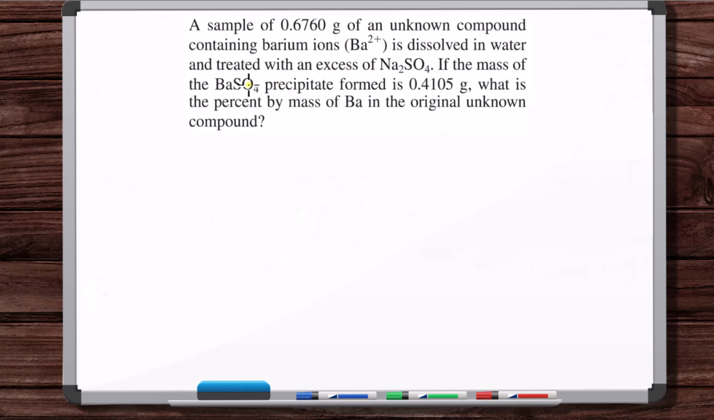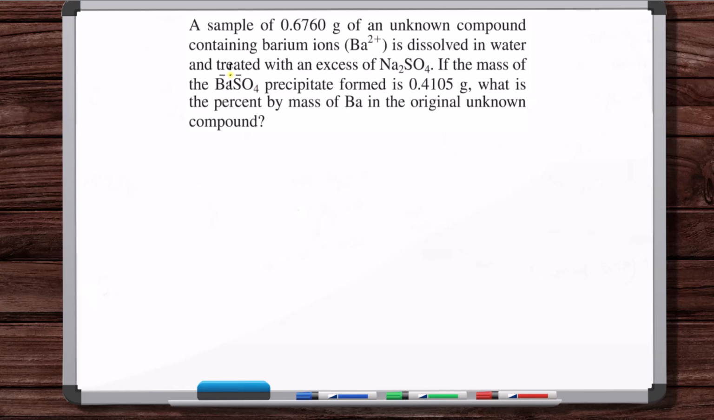So the first thing we're going to do is we know that there was 0.4105 grams of this barium sulfate that precipitated out of the solution. So we want to start by figuring out how much of this is coming from the barium, the Ba2+. Well, that's easy. What's the percent composition by mass of barium in barium sulfate? Let's determine that, and then just multiply that by 0.4105.